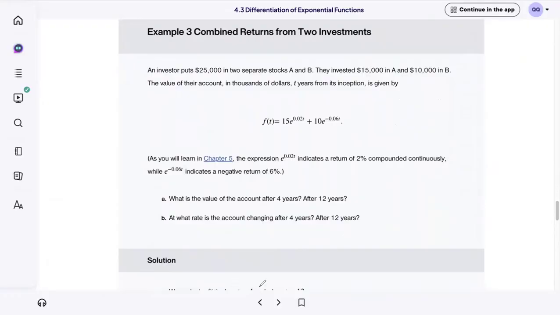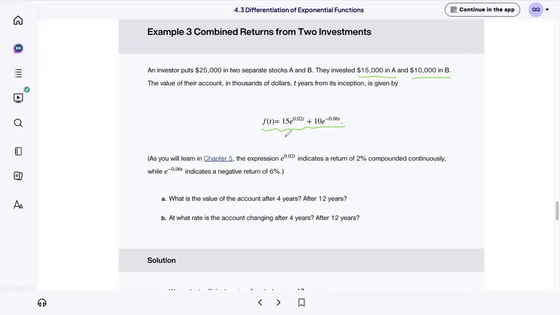Let's see this example. Combine the returns from 2 investments. The investor puts 25,000 in 2 separate stocks, A and B: 15,000 in A and 10,000 in B. The value of the account in thousands of dollars t years from its inception is given by this function: f of t equals 15 times e raised to 0.02t plus 10 times e raised to negative 0.06t.